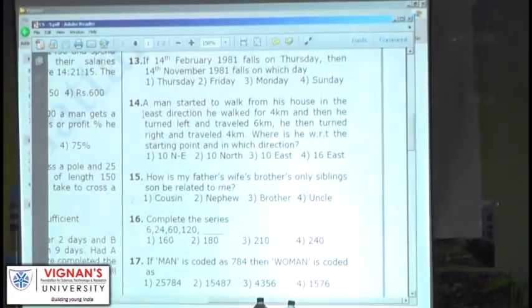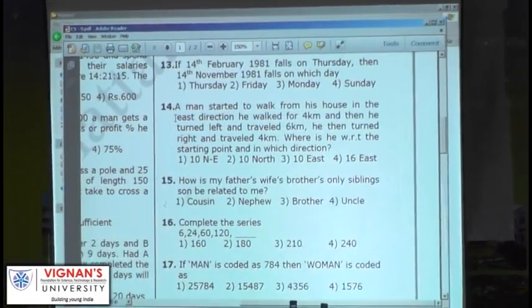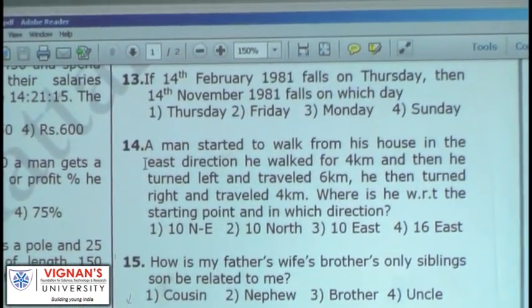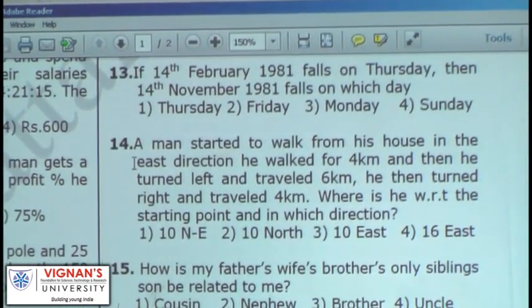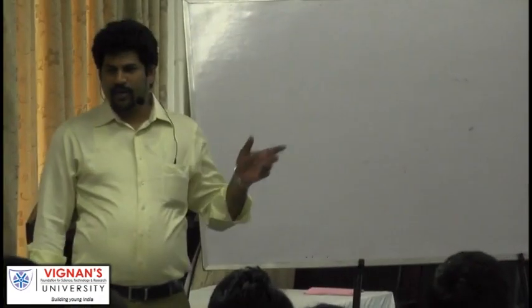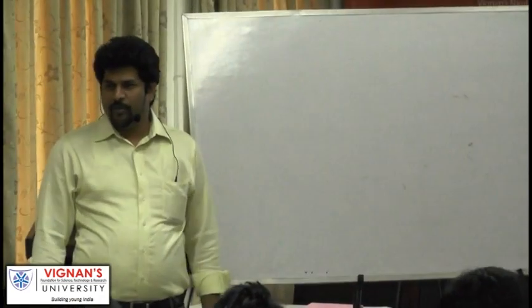Thursday. Then 14th November 1981 falls on which day? Thursday again. There are no odd days. Is the answer correct? February 1981. 1981 is not a leap year. 1981 is a non-leap year. So February has 28.